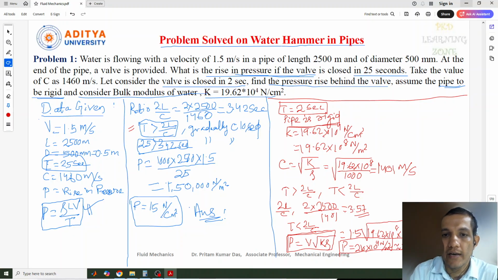So I hope you understand the conditions: what is given and what you need to calculate. So these are two different conditions we have taken in this same question, one when the pipe is normal, and another when the pipe is rigid. For that we need to check whether T is greater than 2L by C or T is less than 2L by C. Based on that only we can use the formula, P equal to rho LV by T, or P equal to V into root over of K into rho.